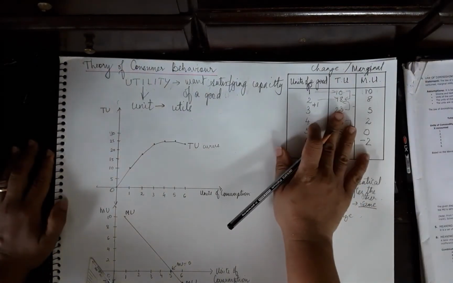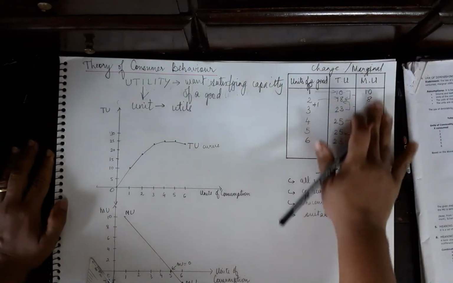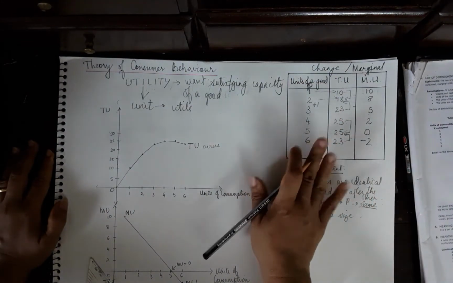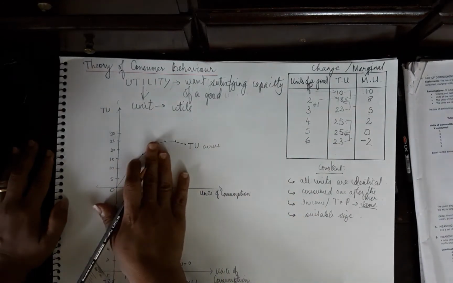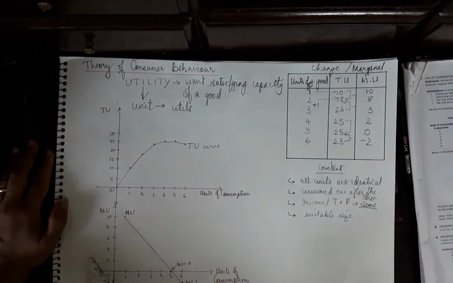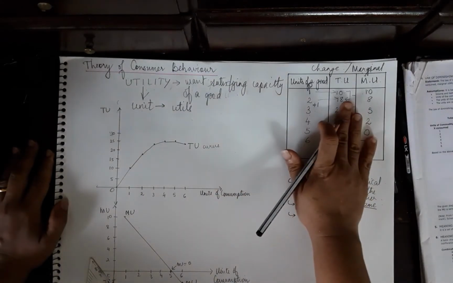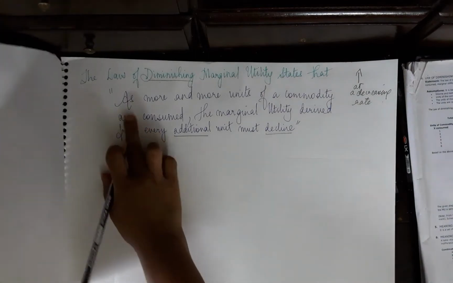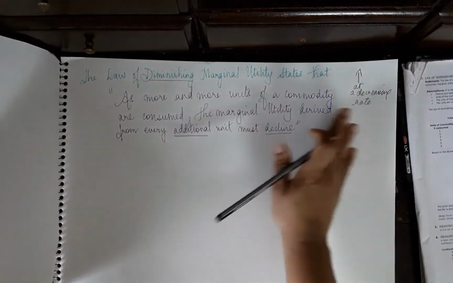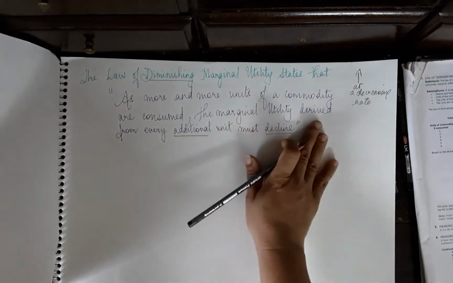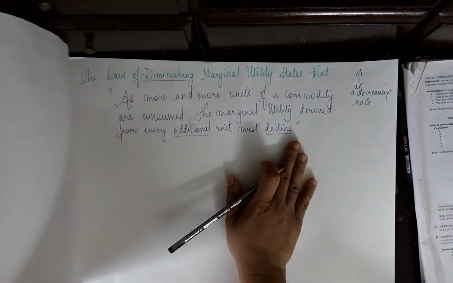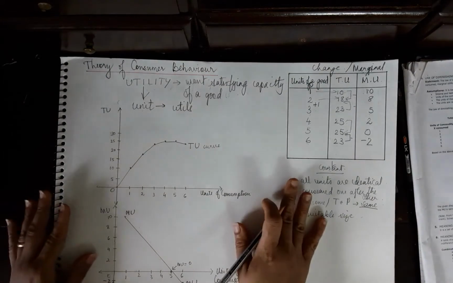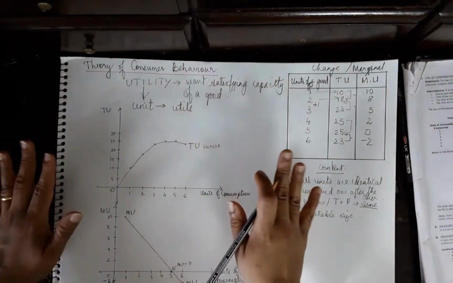Then we have the schedule. This is called a marginal utility and total utility schedule, or utility schedule you can call it. This here is the total utility curve based on our schedule. This is marginal utility curve based on our schedule. This is the statement of the law. Let's repeat it again. As more and more units of a commodity are consumed, the marginal utility derived from every additional unit must decline. So today we have studied the law of diminishing marginal utility.